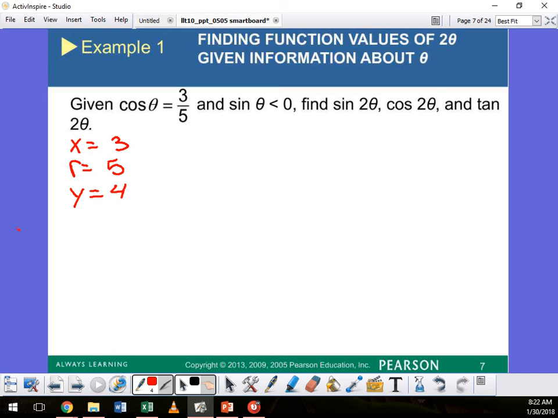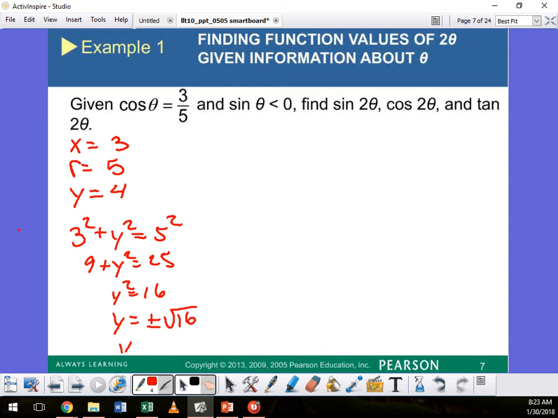Why is y 4? 3, 4, 5. It is a Pythagorean triple. So I will do the math for you, because if we're looking for the y, it'd be 3 squared plus y squared equals 5 squared, 9 plus y squared equals 25, subtract, y squared is 16, y equals plus or minus square root of 16, y is negative 4.